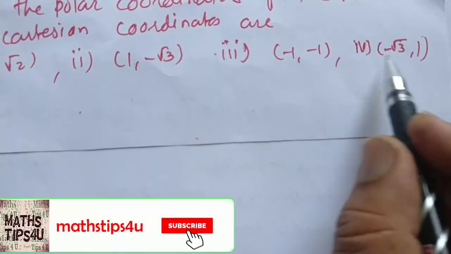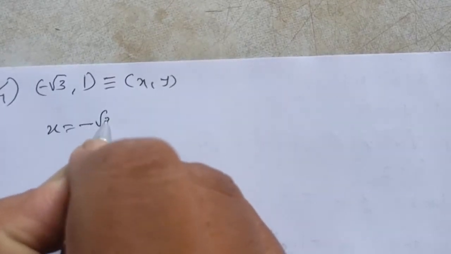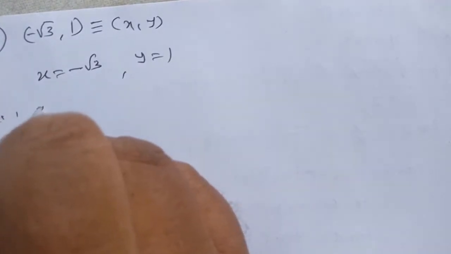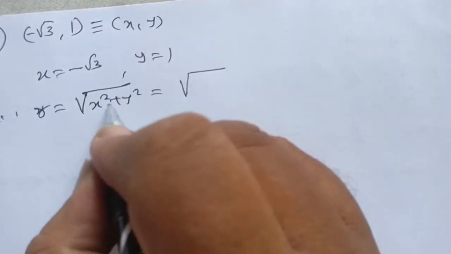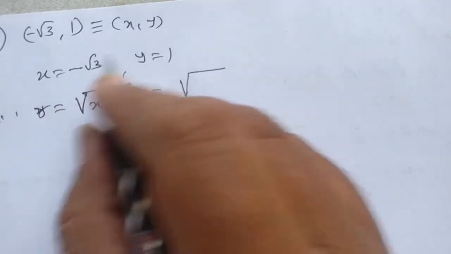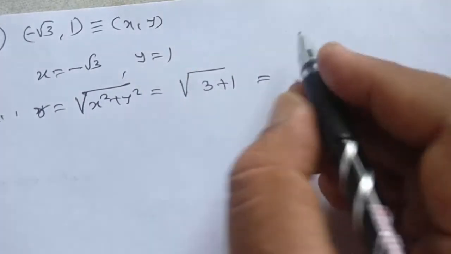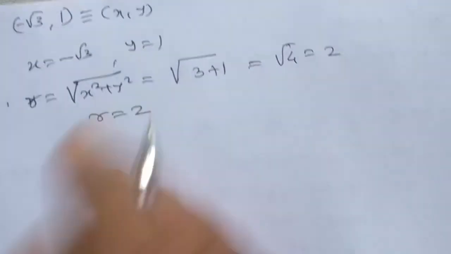Last, example number 4: minus under root 3, 1. This is the Cartesian coordinate. So comparing with x, y, x is equal to minus root 3, y is equal to 1. Therefore, r is equal to under root of x square plus y square, is equal to minus root 3 square is 3 and 1 square is 1. So 3 plus 1, it is 4. Under root of 4 is 2. So r is equal to 2.